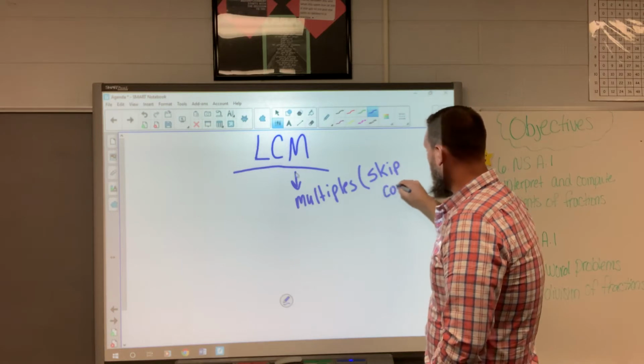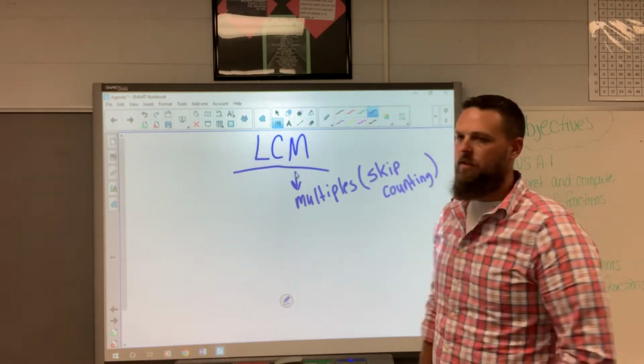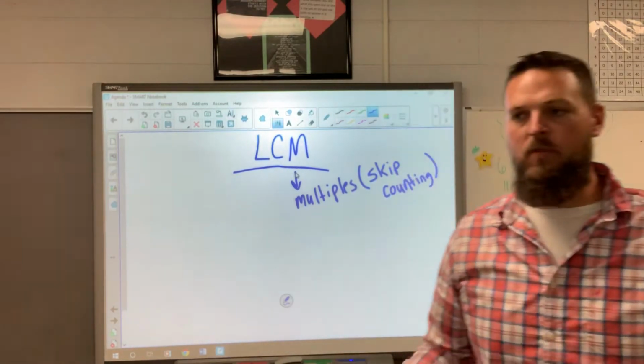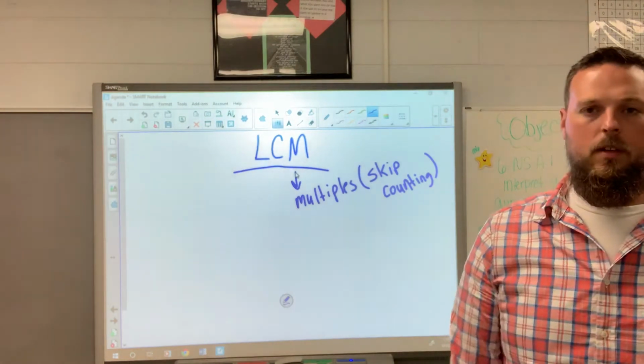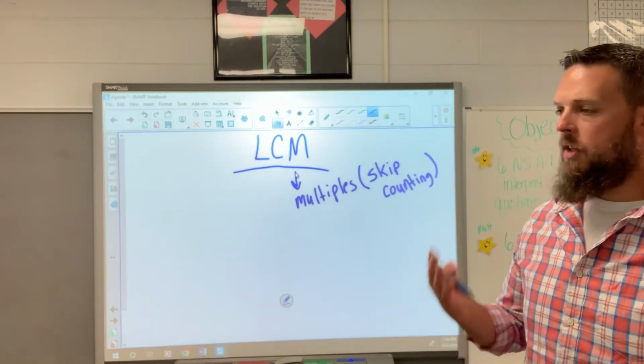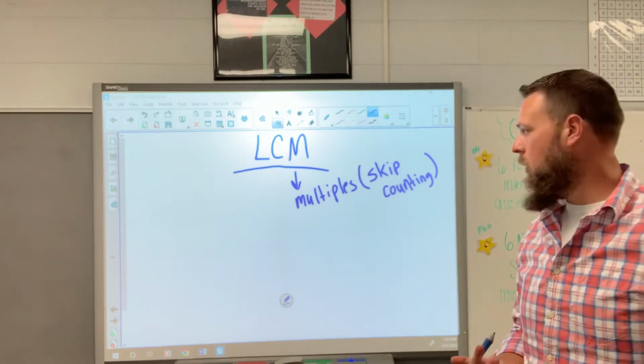So you did a lot of this in elementary school when you were learning your 5s and 10s and things like that. You would go 5, 10, 15, 20, 25, 30. So what you were doing, you were skip counting. All those numbers that you skip count are just multiples of 5 or multiples of 2 or multiples of 10 depending on what you're doing.